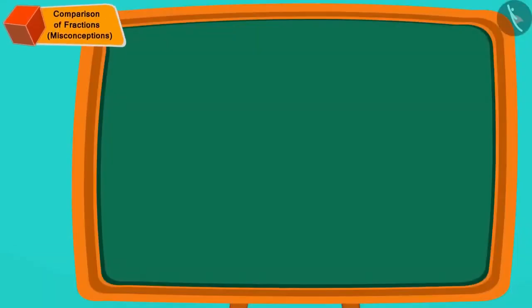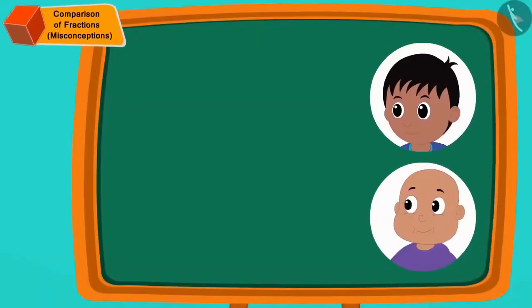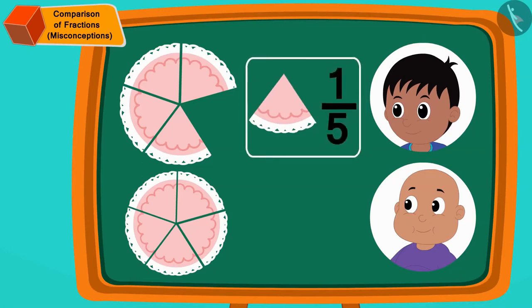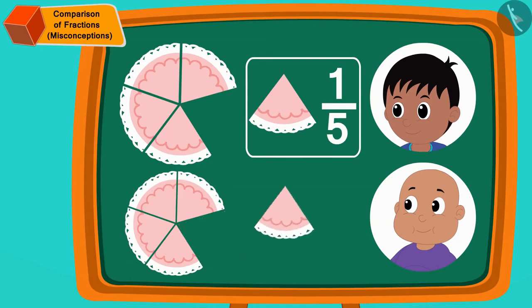Let us first look at the cake that Raju and Bablu got in the form of fractions. Raju got 1 piece out of 5 equal pieces of Appu's cake. Hence, Raju got 1/5 part of Appu's cake. Bablu got 1 piece out of 5 equal pieces of Chanda's cake. So, Bablu got 1/5 part of Chanda's cake.